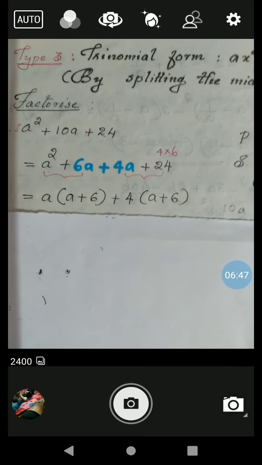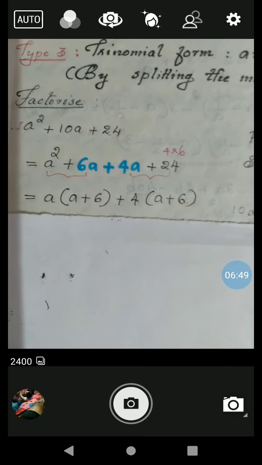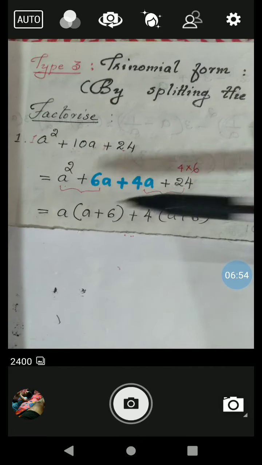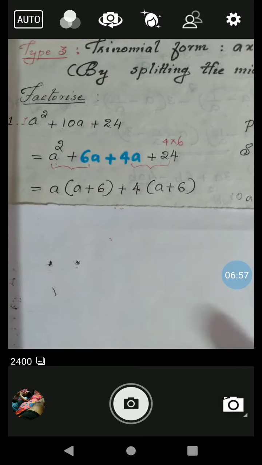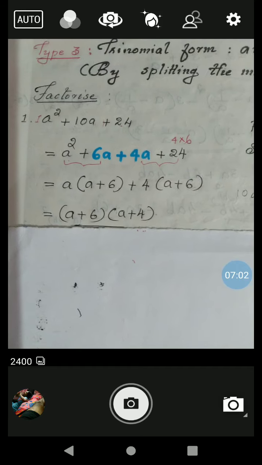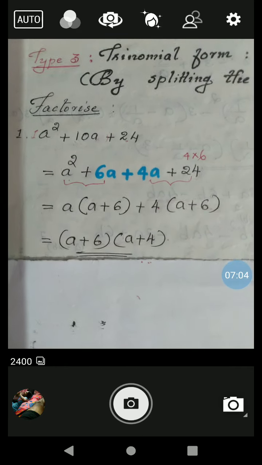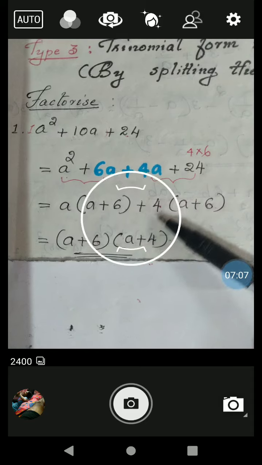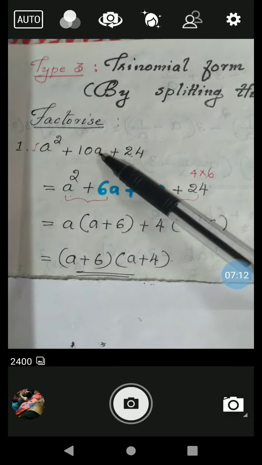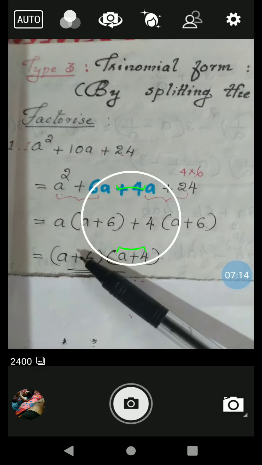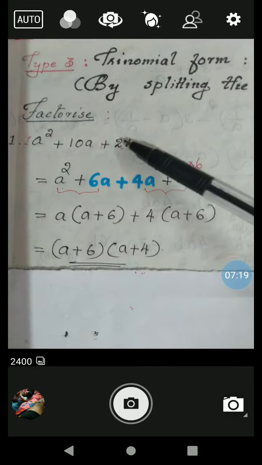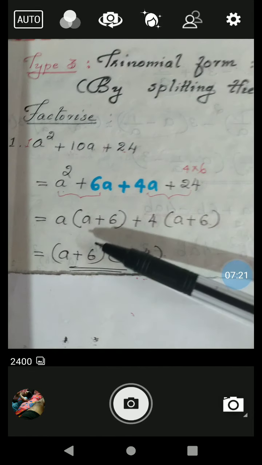Now what is common factor in these two terms? Here you can see two terms. One is this term, this is another term. And what is common factor? It is very clear. A plus 6 is common factor. So you can take a plus 6 outside. Then the remaining is a plus this 4. Therefore, factors of this expression are a plus 6 and a plus 4. Okay. So this expression is factorized.